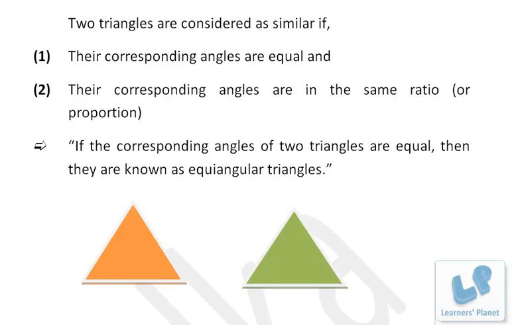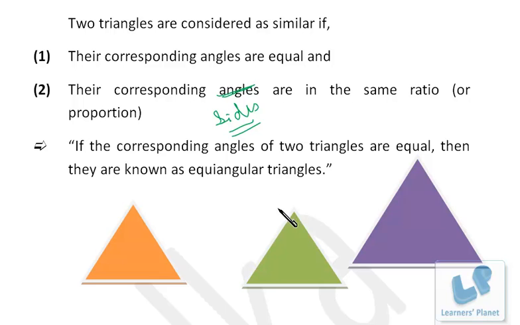So friends, now we discuss similar triangles, right? Two triangles are considered as similar if their corresponding angles are equal and their corresponding sides are in the same ratio, right? Or proportion, right? I have this triangle and this triangle, both of them are equilateral triangles. So here we can see they are congruent, right? Now I have one more triangle over here. Wait for a moment. Now this is also an equilateral triangle. So these two triangles are congruent, but these two are similar to each other.